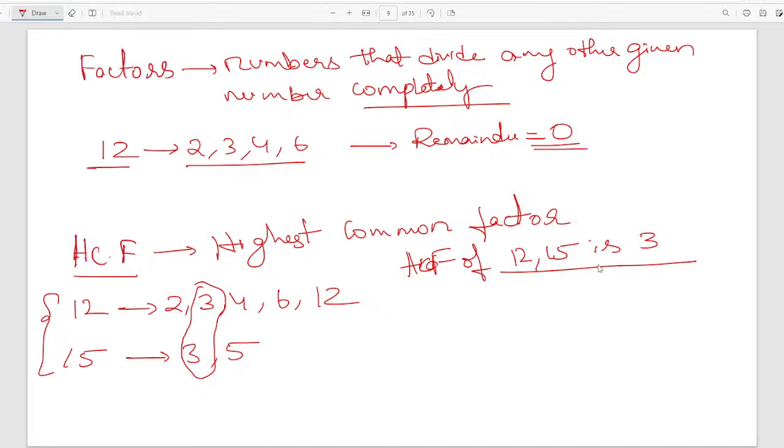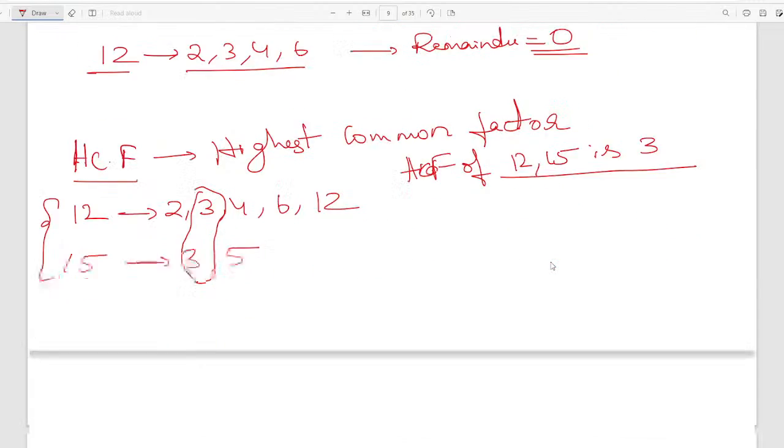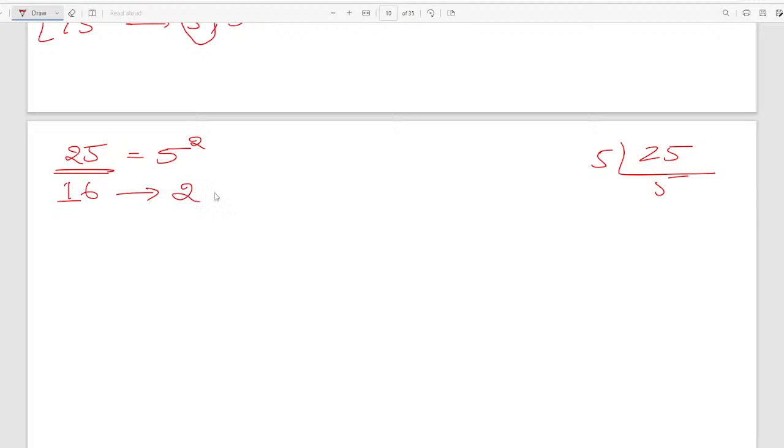And there is one more method where you can find the HCF. For example, if they give you 25 and 16, for any two numbers, what you have to do is reduce these numbers in terms of prime numbers. For example, 25 can be written as 5 into 5, which is equal to 5 square. And 16 can be written as 2 raised to 4.